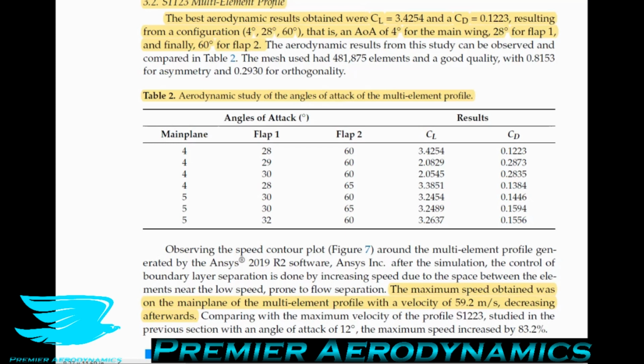But if we increase just the angle of attack of the second element by 1 degree to 29 degrees, all of a sudden the lift coefficient of the entire system drops dramatically. It goes to 2.1, and the drag coefficient increases a lot to 0.29. So that shows that this system is very sensitive.